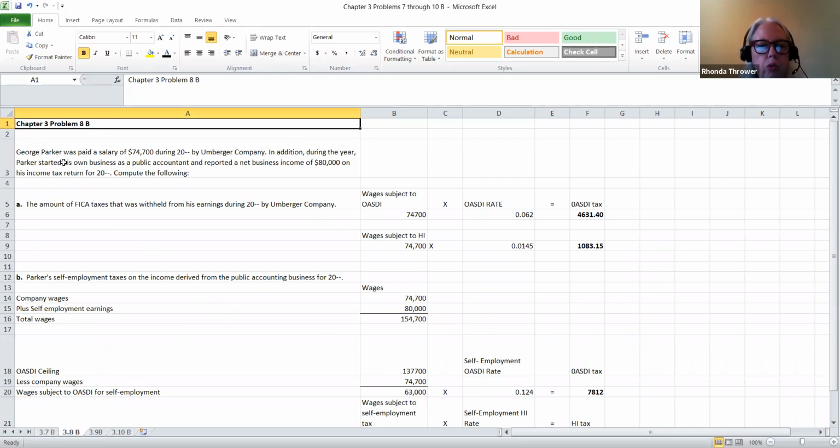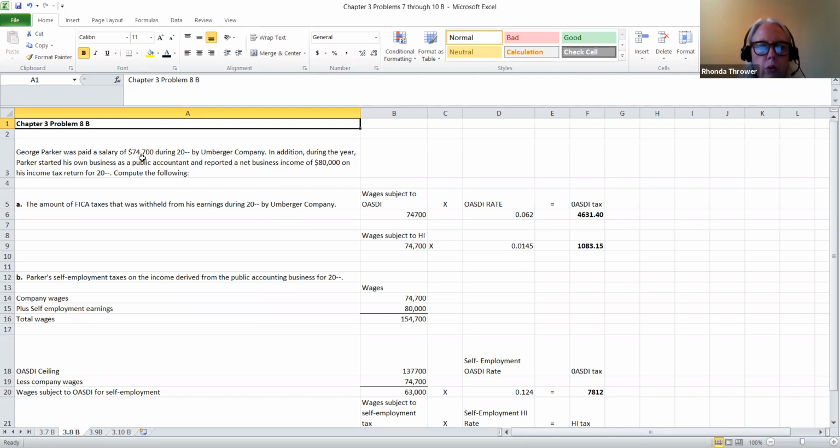This time, George Parker, that's one employee, was paid a salary of $74,700. And that was the entire salary for the year, 2000 whatever. In addition, during the year, Parker started his own business as a public accountant and reported a net business income of $80,000 on his tax return.